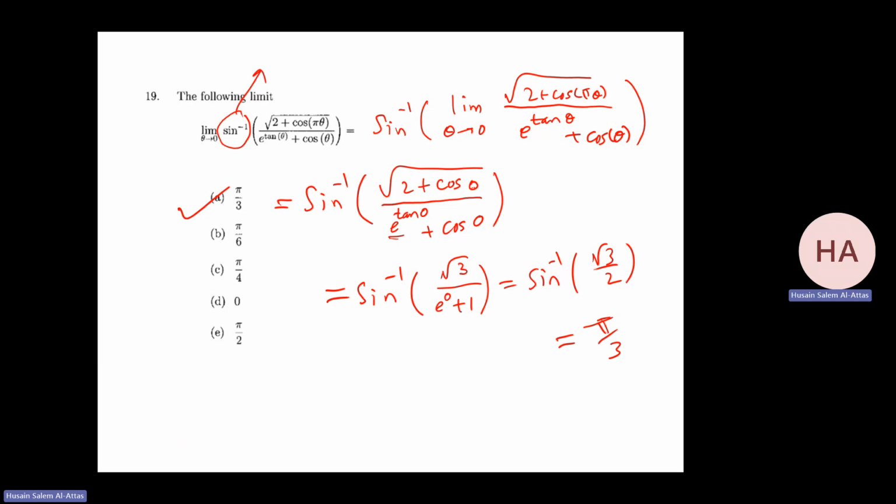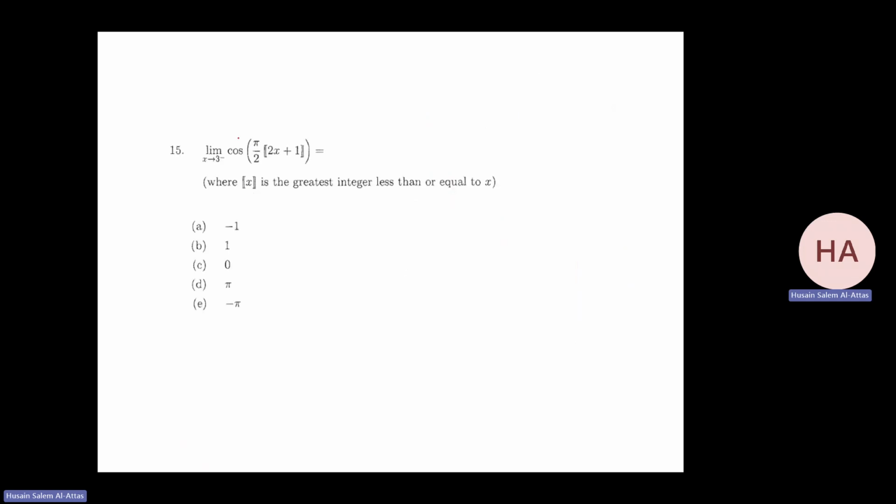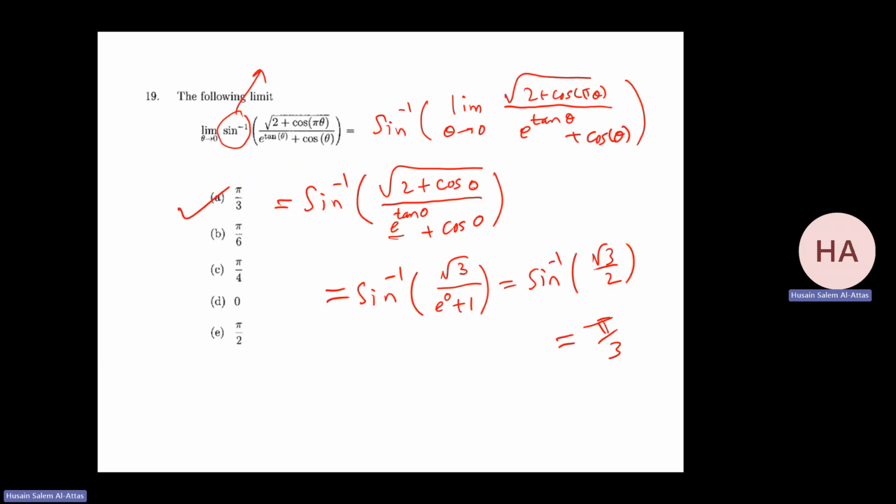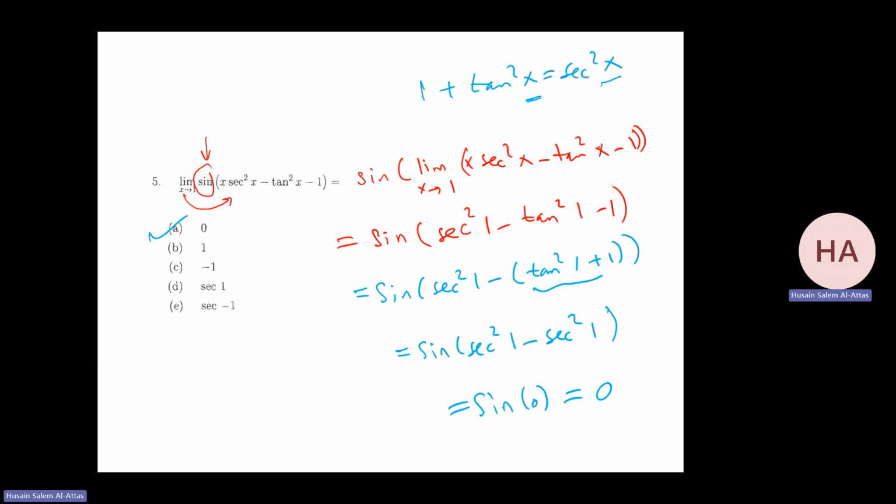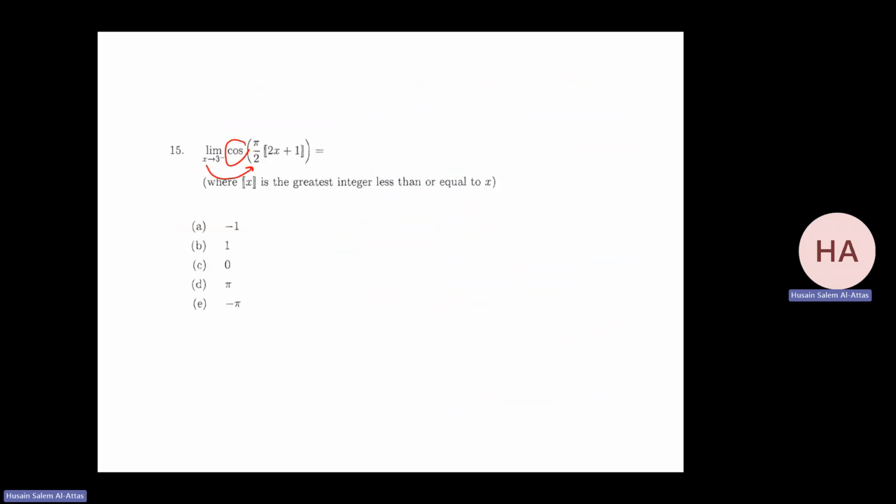So it's only calculation. The same thing, I can take the cosine inside, and this is continuous. So I can take the limit inside, sorry. Since cosine is continuous, I can take the limit inside, like what we did before. And the same thing there, this is what we did. So that will be cosine of the limit as x goes to 3 from the left of pi over 2 times the greatest integer of 2x plus 1. Now we need to be careful about doing this.